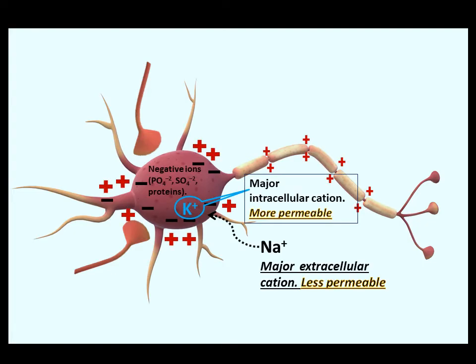Potassium is the main intracellular positive ion and sodium is the main extracellular positive ion. Distributions of these ions are maintained by sodium-potassium pump. The cytoplasm of neurons contains impermeable negative ions. At resting conditions, membranes are polarized.